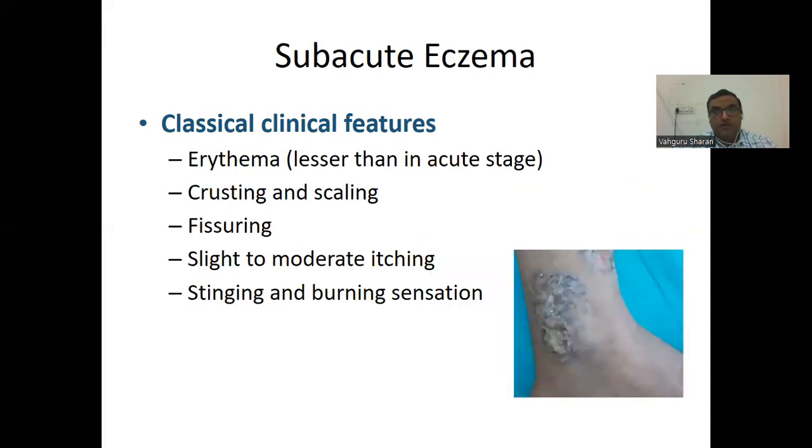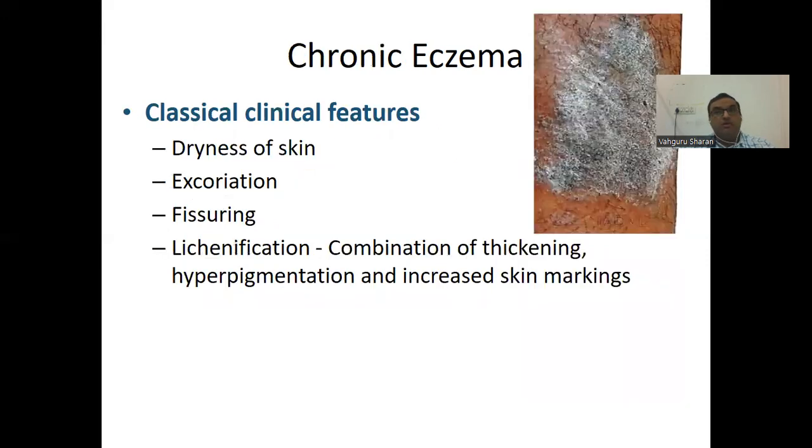What is seen in subacute eczema? A stage between acute and chronic eczema is called subacute eczema, which is neither acute nor chronic. The classical features are erythema, but less than in the acute stage. Here, the oozing settles down and forms crusting and scaling. So acute eczema has oozing; here the oozing has settled, but it forms crusts and scales. Fissuring is also seen. Itching is not that severe, it is light to moderate, but there is a burning and stinging sensation. That is subacute. What is chronic eczema?